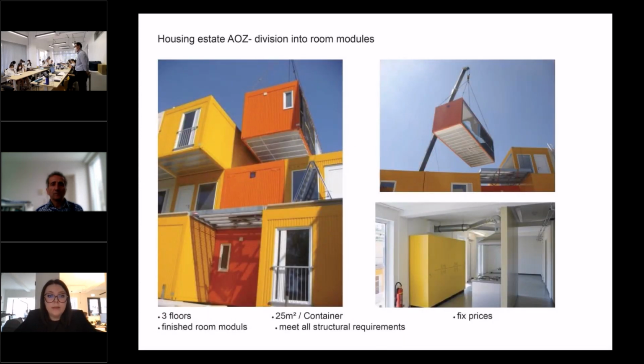This is the way the model rooms are built. We can see here that the housing has 2 floors. The modules are finished. Each container has 25 square meters, and it meets all structural requirements, and there is also a fixed price.